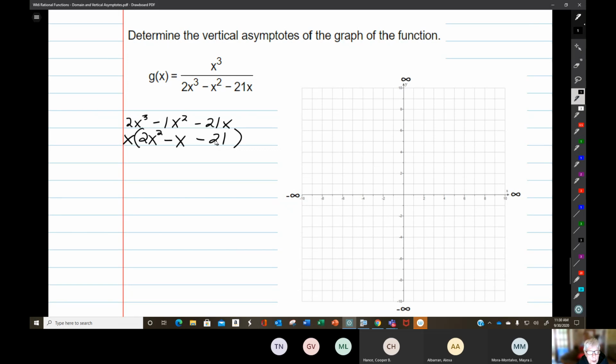Okay, now I'm going to factor this. A is 2. B is negative 1. And C is negative 21. A times C, 2 times negative 21 is negative 42. Now 42 is 6 times 7, right?